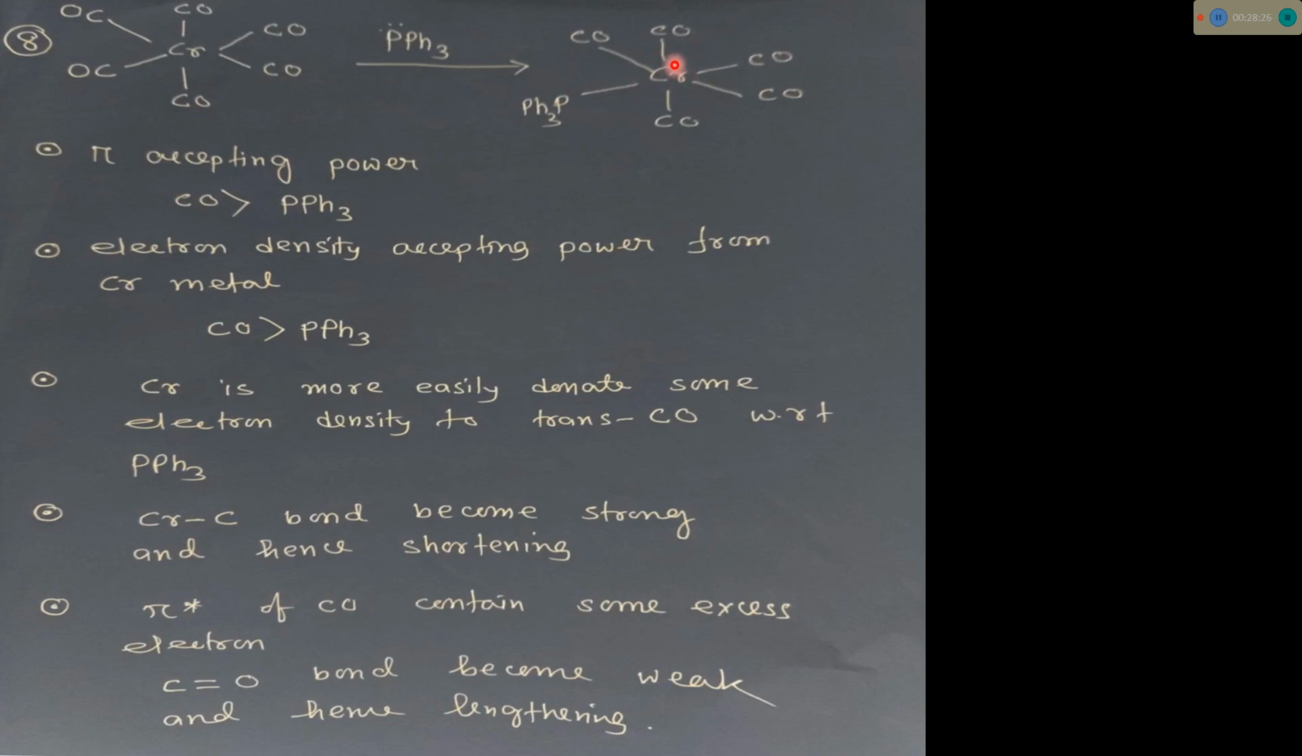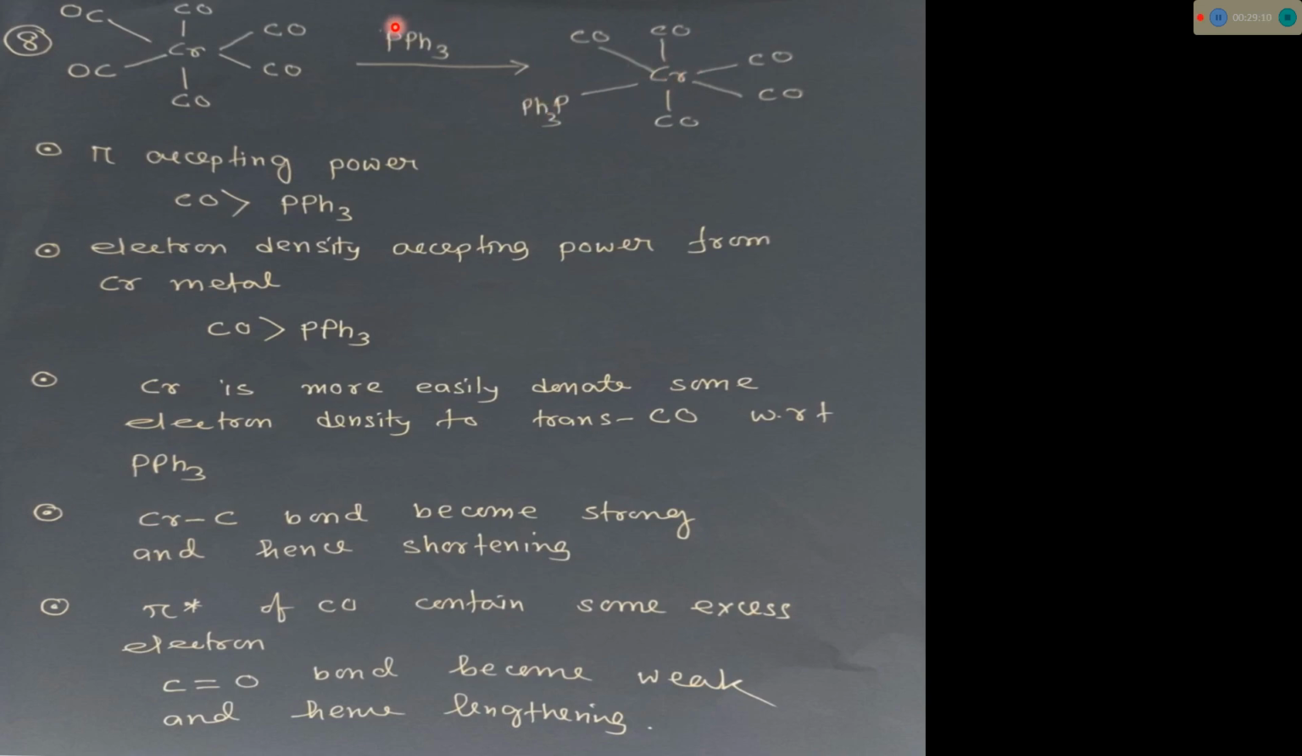Now since chromium is donating some electron to the CO, this chromium-carbon metal carbon bond becomes somewhat strong, which means this bond becomes somewhat shorter. And since the chromium metal donates electron density to the pi star of CO, the CO bond length increases, or the CO bond becomes weak, or the frequency of the CO bond becomes less. So there are three phenomena, but in the question I think they asked about only bond length.